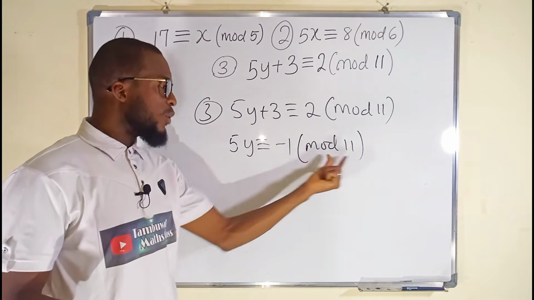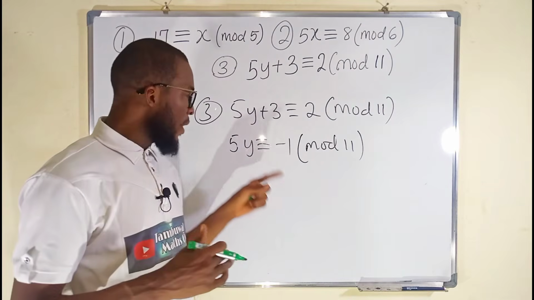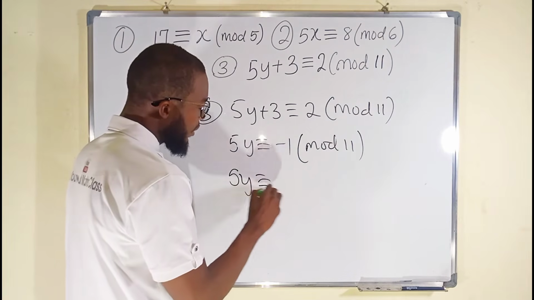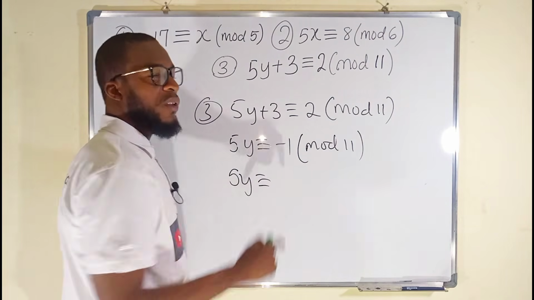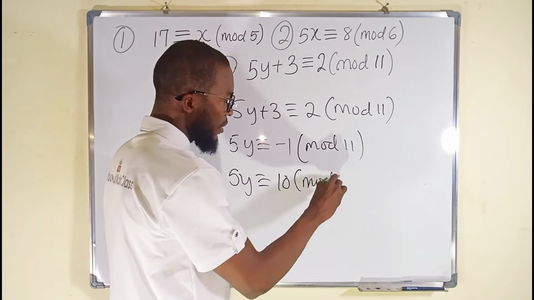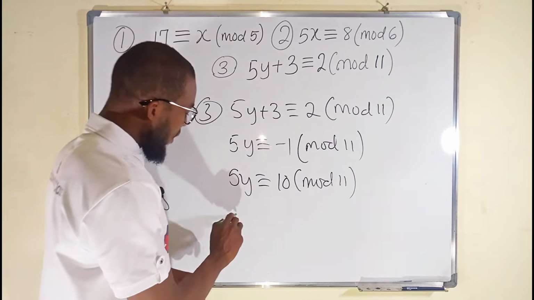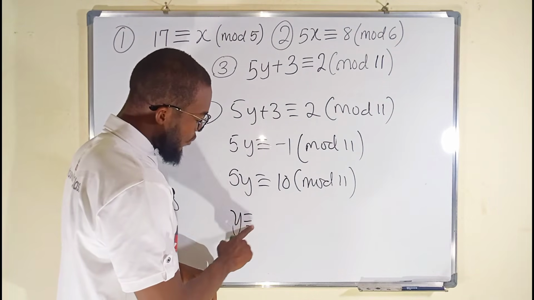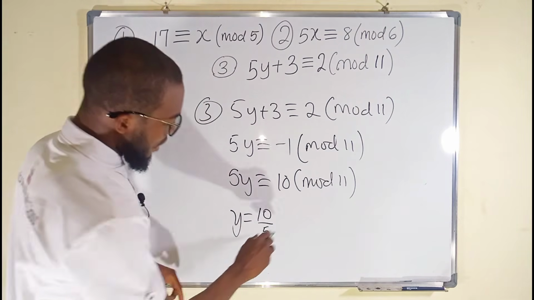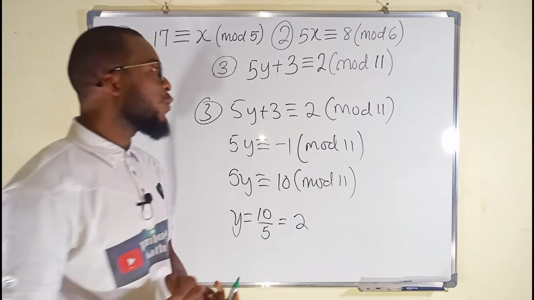We're going to repeat the same process. We're going to add multiples of 11 to this number until it gets to a certain value which is divisible by 5. So this 5y is also equivalent to 11 plus negative 1, which is going to give us 10, in mod 11. Let's stop here because 10 is divisible by 5. Therefore, we can say that y is equal to 10 divided by 5, and this is equal to 2. It means that the value of y is equal to 2.